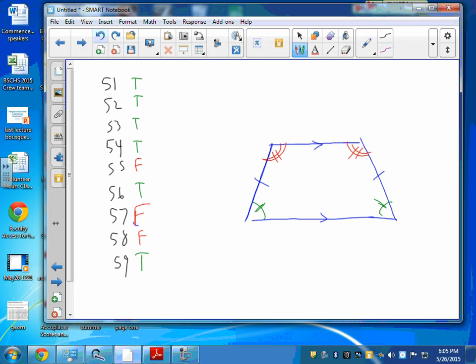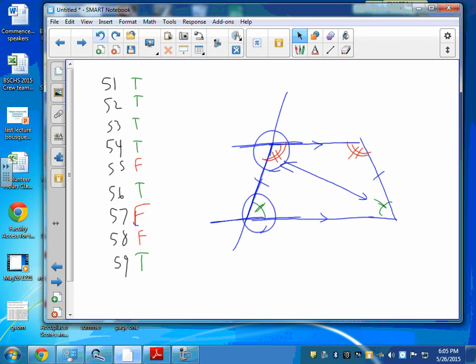Let's see. We know these two angles here are supplementary. Right? These are supplementary because they're same side interior angles. There's two parallel lines cut by a transversal, and same side interiors have to be supplementary. But certainly the opposite angles are not supplementary. There's two obtuse angles. There is no circle that would go through those four vertices. So if you try to draw a circle, you would not be successful there. That's a false statement.